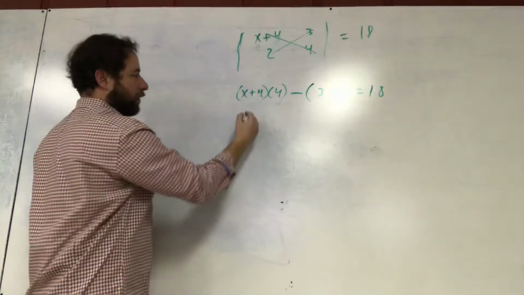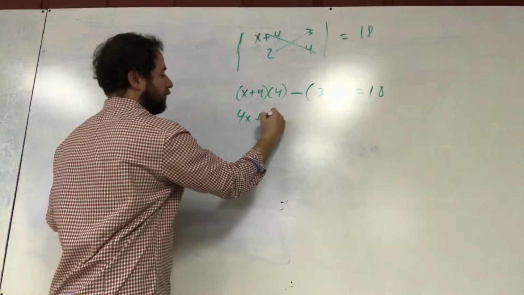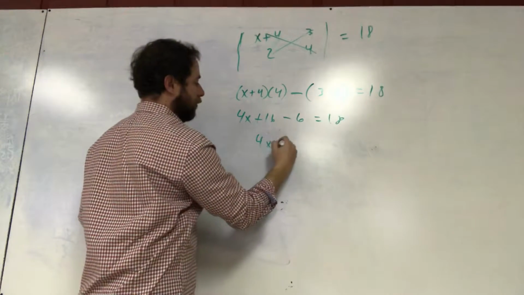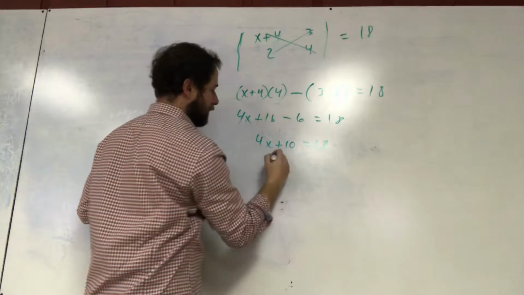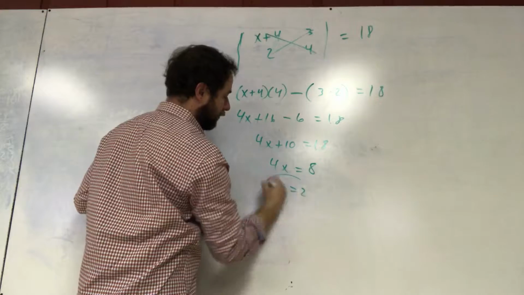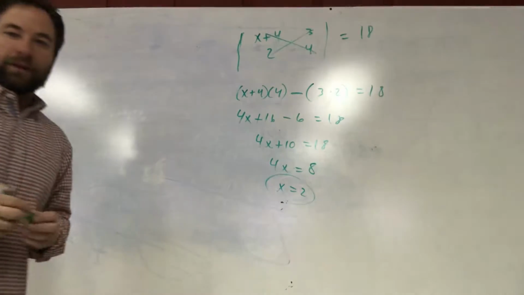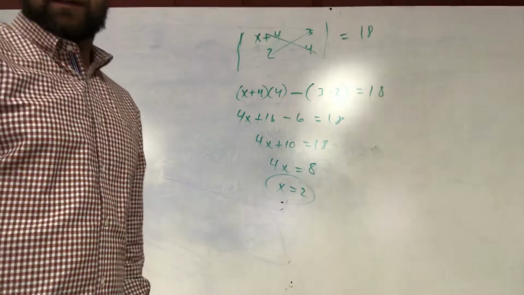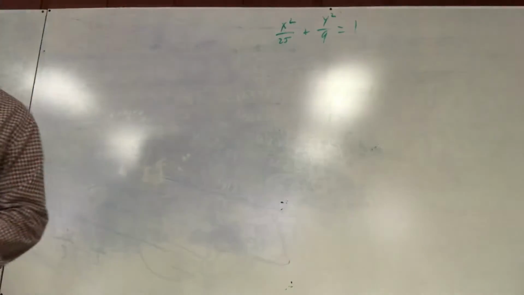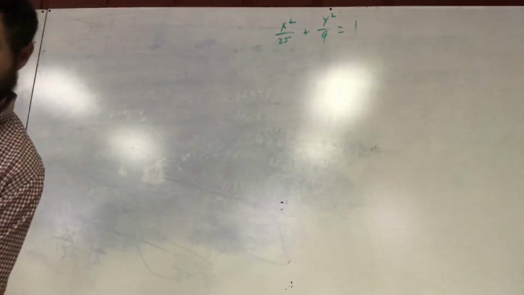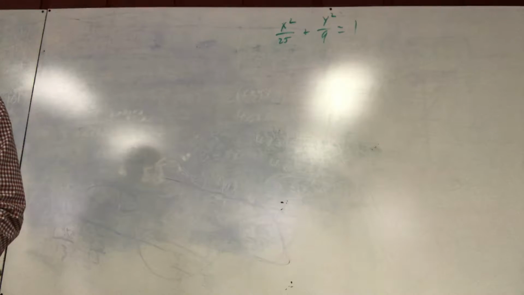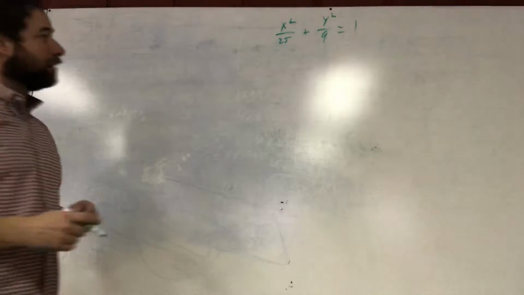Then it's just a normal solve problem. So 4x plus 16 minus 6 equals 18. 4x plus 10 equals 18. 4x equals 8. X equals 2. That's how you solve for a matrix. We're going to skip over to lesson 71, and we'll come back to lesson 70, z-scores. We'll end with that. In lesson 71, we're going to graph an ellipse.